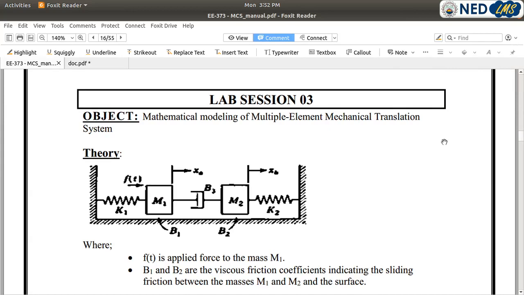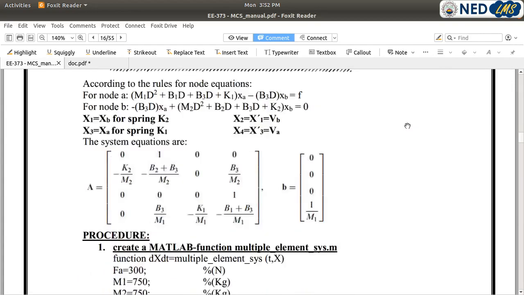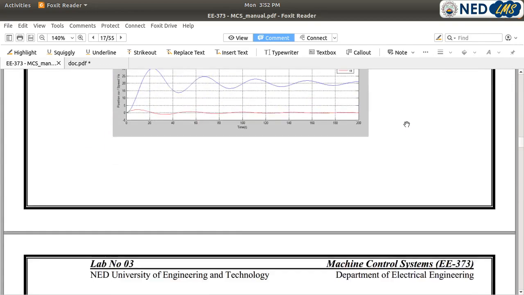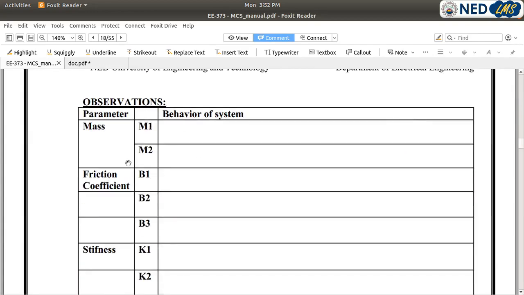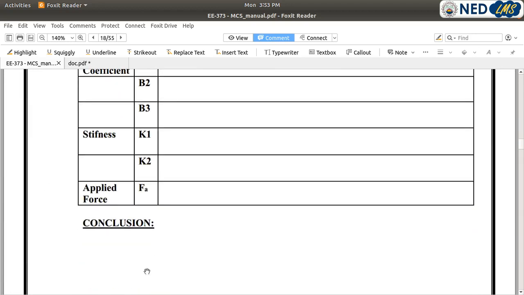You can make a similar observation in this case also, as we did in lab session 2. I will make a formal assignment for this also in Google Classroom. Also, you have to conclude what you observed by looking at all these plots.